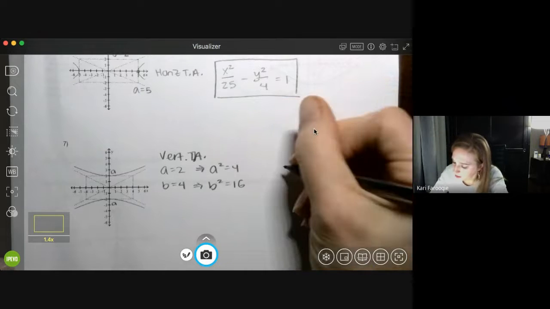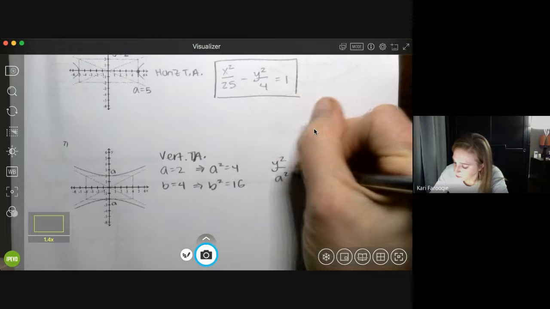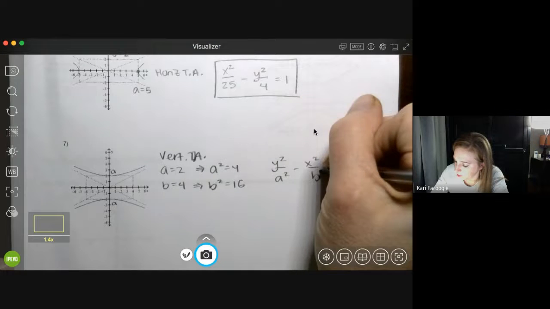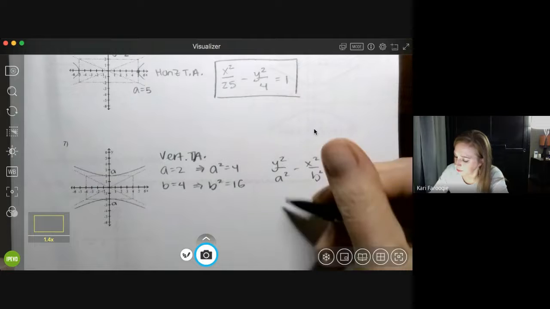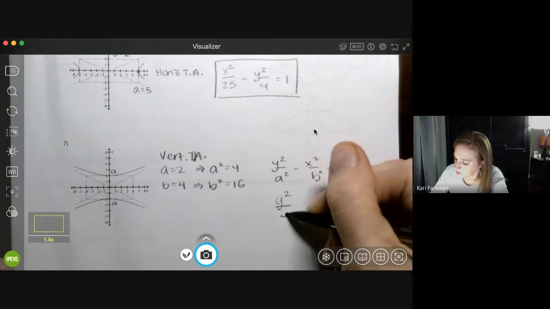All right, so we know we have to be of the form y squared over a squared minus x squared over b squared equals 1. And then you'll just fill in the rest.